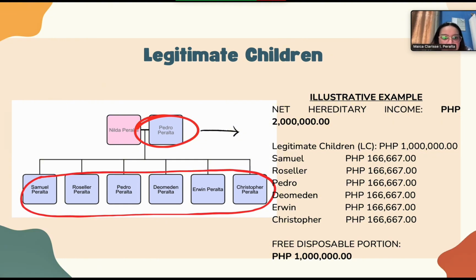Let's say the net hereditary income of my grandfather Pedro Peralta is 2 million pesos. The article provides that half of his hereditary income shall be divided equally among each of his children. My father has five other siblings, so in total they are six children of Pedro Peralta. If we divide 1 million pesos by six, the siblings will get 166,667 in equal portions. And the free disposable portion is half of 2 million, which is 1 million pesos.